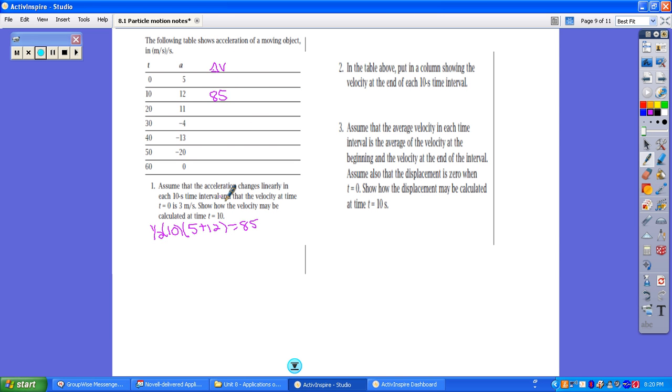But they told me that the velocity at time t equals 0 is 3 meters per second. So to get my new velocity, if I started with 3 and I have now gained 85 meters per second, my new velocity is 88. So this is the same as displacement: to find the final position, you have to add your original value to it. So if we do between 10 and 20, we would do 1/2 times 10 times 12 plus 11. And we would calculate that to get the change in velocity, which is 115.